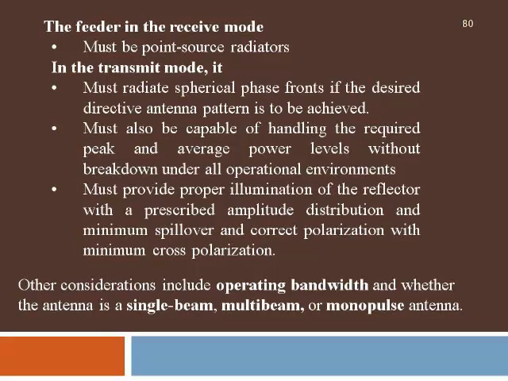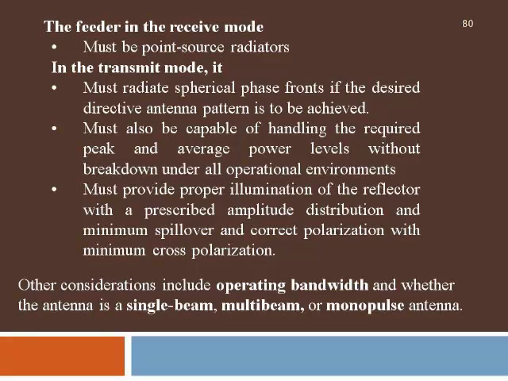The feeder in the receiver mode must be a point source radiator. In the transmit mode, it must radiate spherical phase fronts if the desired directive antenna pattern is to be achieved. It must also be capable of handling the required peak and average power levels without breakdown under all operating environments. It must provide proper illumination of the reflector with a prescribed amplitude distribution and minimum spillover, and correct polarization with minimum cross polarization.